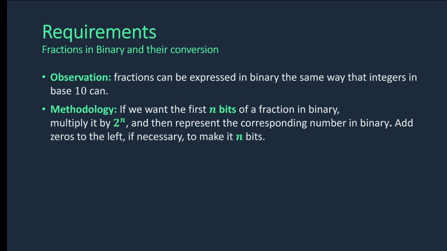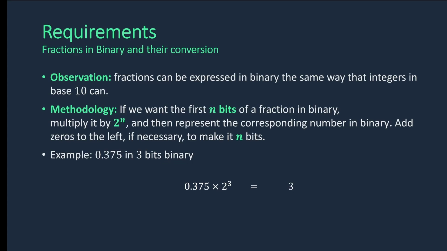The methodology that we're going to use is that if we would like the first n bits of a fraction in binary, we multiply it by 2 to the n, and then represent the corresponding number in binary, and we add zeros to the left if necessary to make it n bits. I will just show you an example of what I mean by that. So in the previous example, we had 0.375, and we would like to represent it in binary using 3 bits. So we just multiply this number by 2 to the 3.